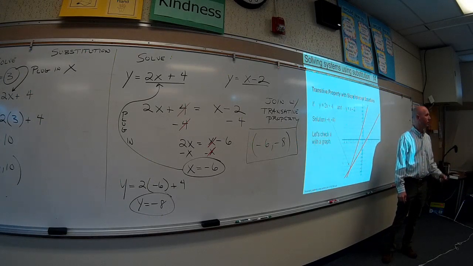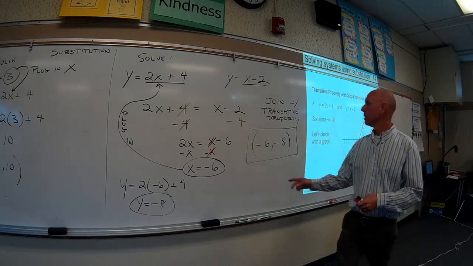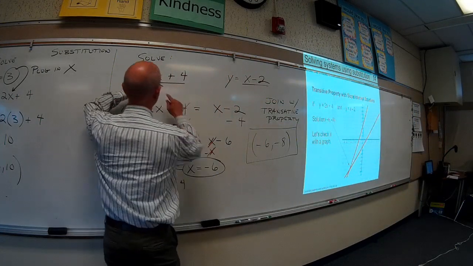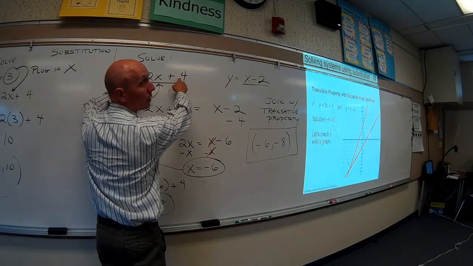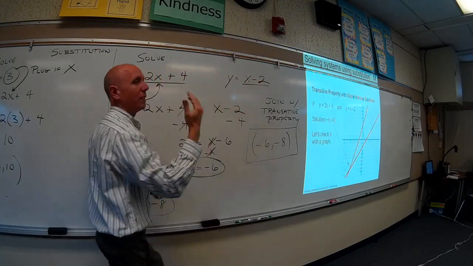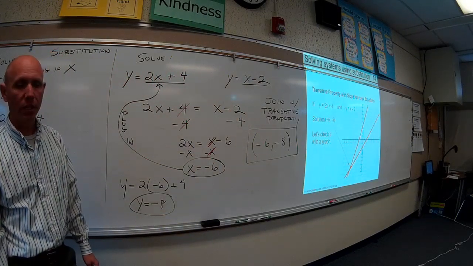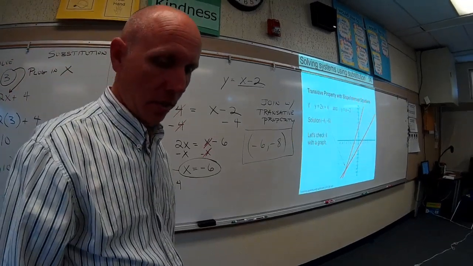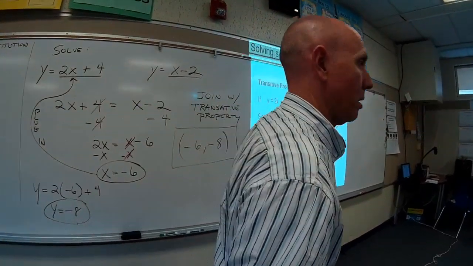So when we know how we got the x, does it matter which equation we plug it into? It doesn't. So right here, the -6. 2 times -6 plus 4, -8. -6 minus 2, -8. Does not matter which one. Take the easier one, if there's an easy one. Other questions before I keep going? Okay.